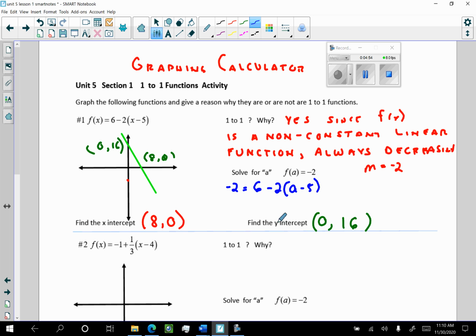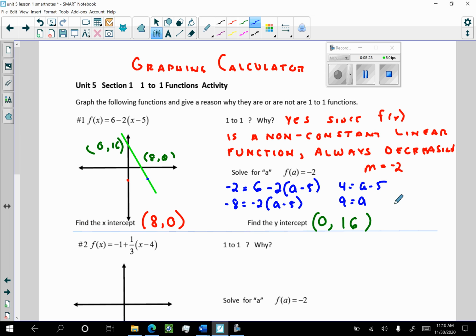Now I'm going to solve that simple linear equation for A. Subtract 6, I get negative 8 is equal to negative 2 times A minus 5. I'm going to divide both sides by negative 2. That gives me 4 is equal to A minus 5. Add 5, and 9 is equal to A. That makes sense because 9 is about right here.